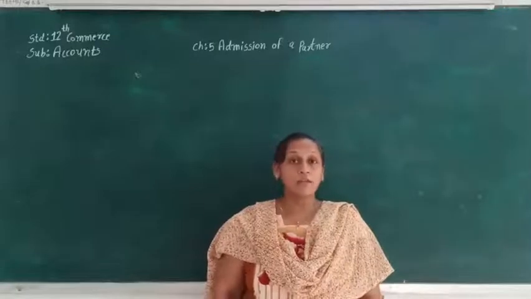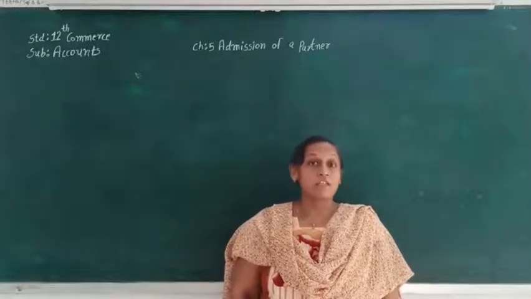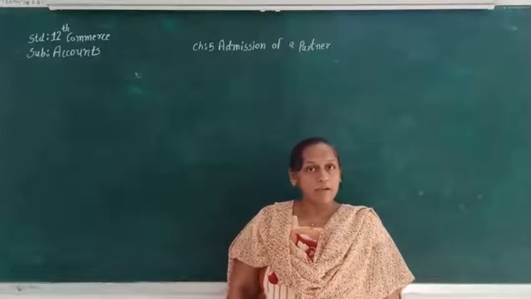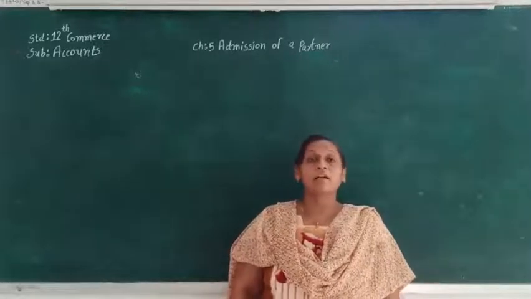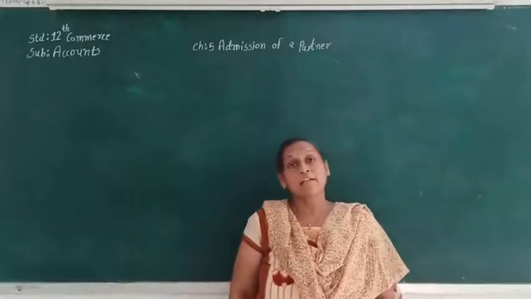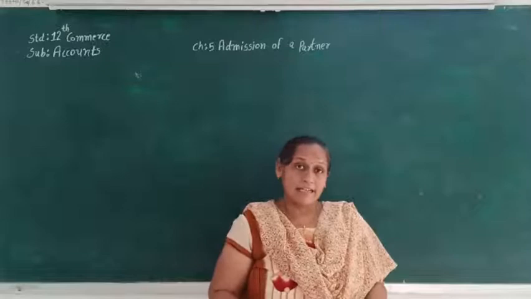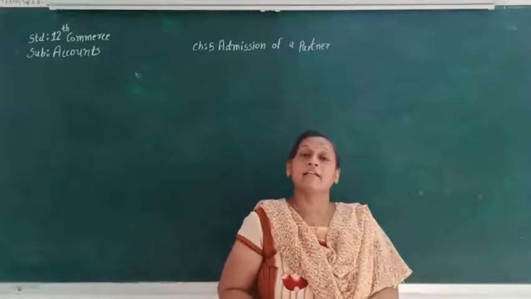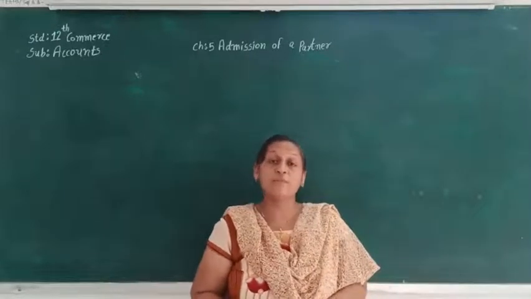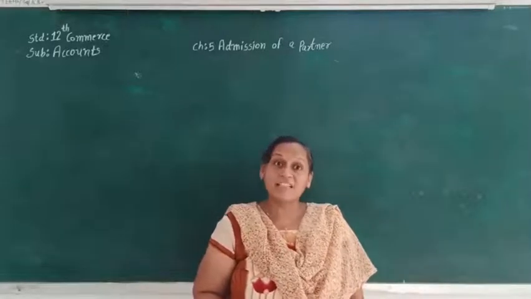Hello students, today we are going to see chapter number 5, admission of a partner, of standard 12 commerce subject account. In our last video, that is the first part of the same chapter, we have seen that when there is an admission of a new partner, at that time there is a need to find out the new profit sharing ratio. As the new partner is entering, the old partners' share is going to get reduced and the new partner will be getting profit in future. So for that, the very first thing is to find out the new profit sharing ratio.